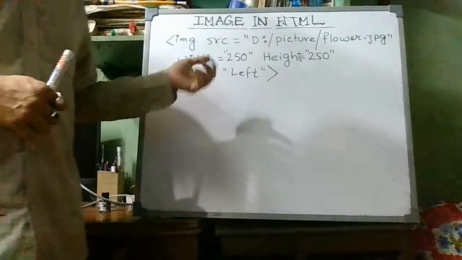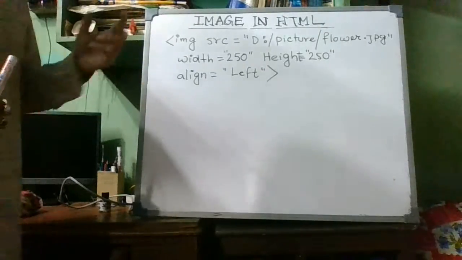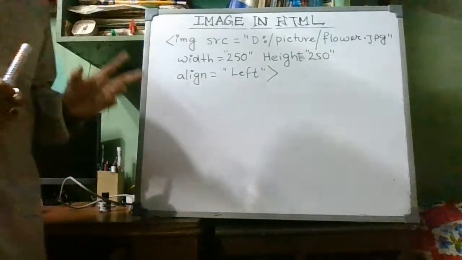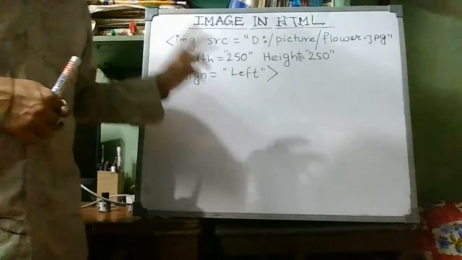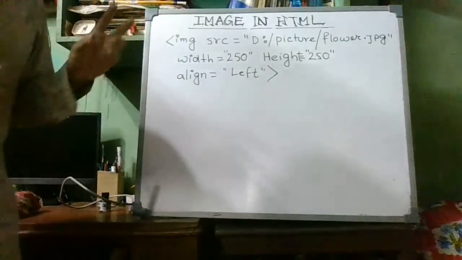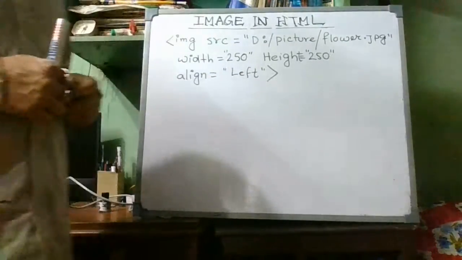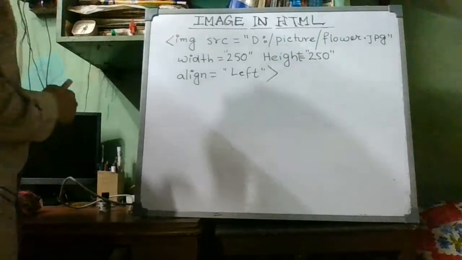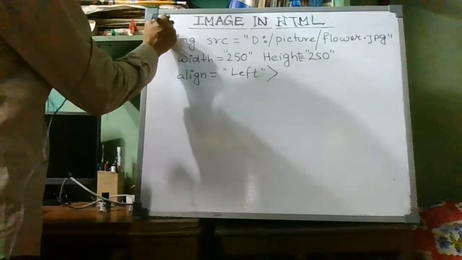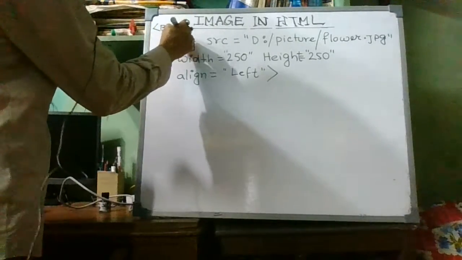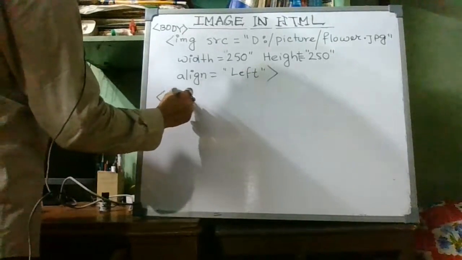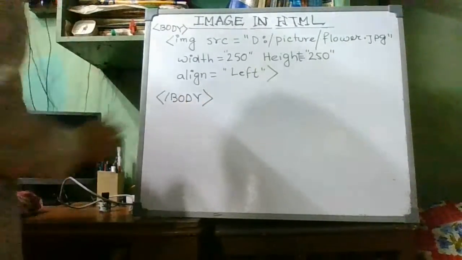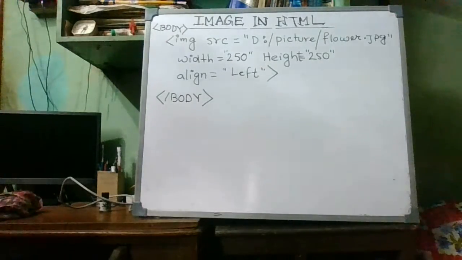Now align, it is most important. Align tells you where your image will be displayed on the web page. I have written align equal to left. That means the image will be displayed at the left side of your website. You should know that the image must be written within the body tag of one HTML document. So remember this, you have to write it within the body tag of one HTML document. Within the body tag, the image tag will be there.